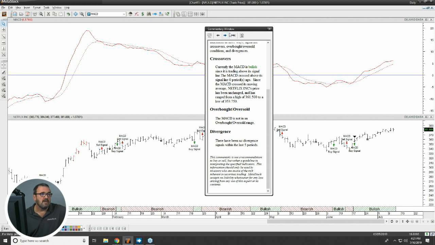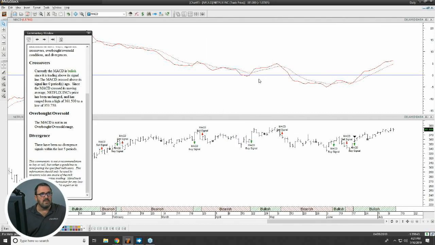Also, another thing to understand about the MACD is the point of convergence and divergence, when this red line converges or diverges. When it diverges from the price of the security, that's an indicator that something's about to change. So that's basically a high-level view of what a system is, in this case, the MACD.